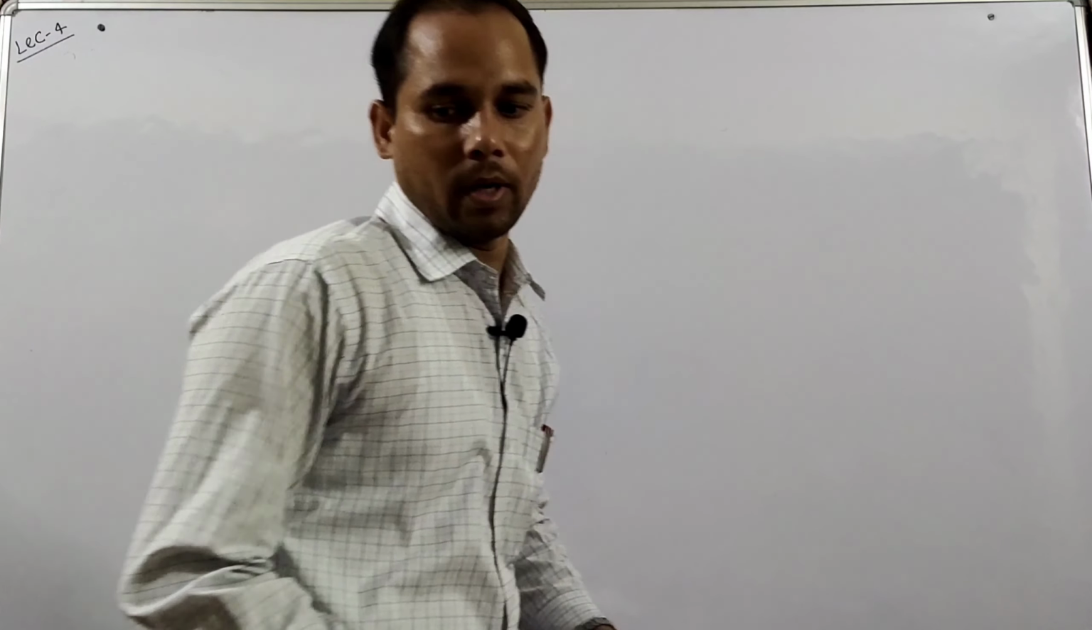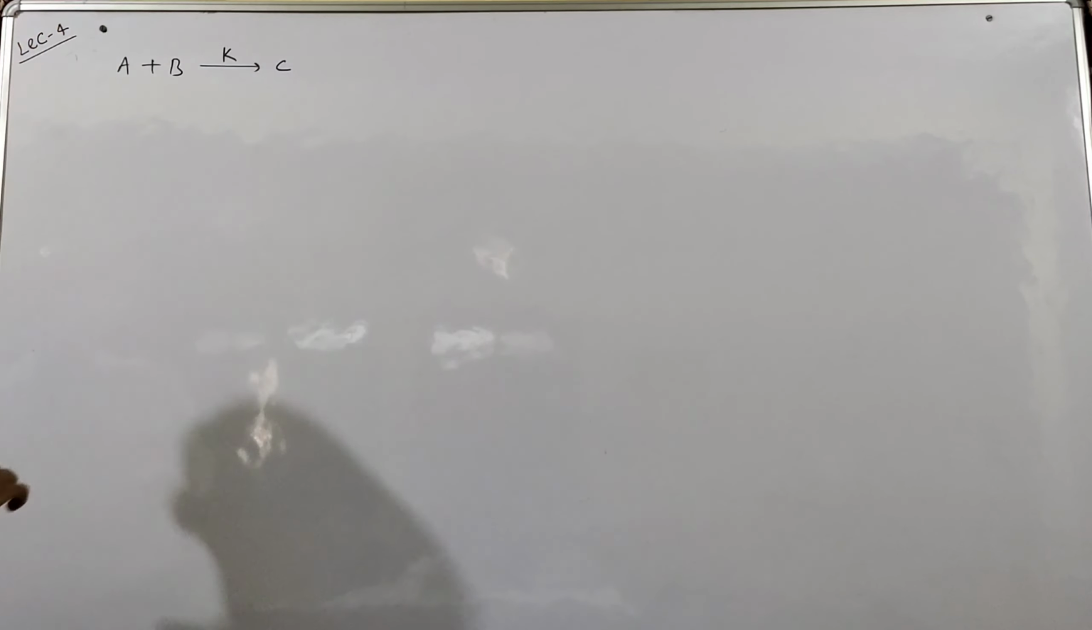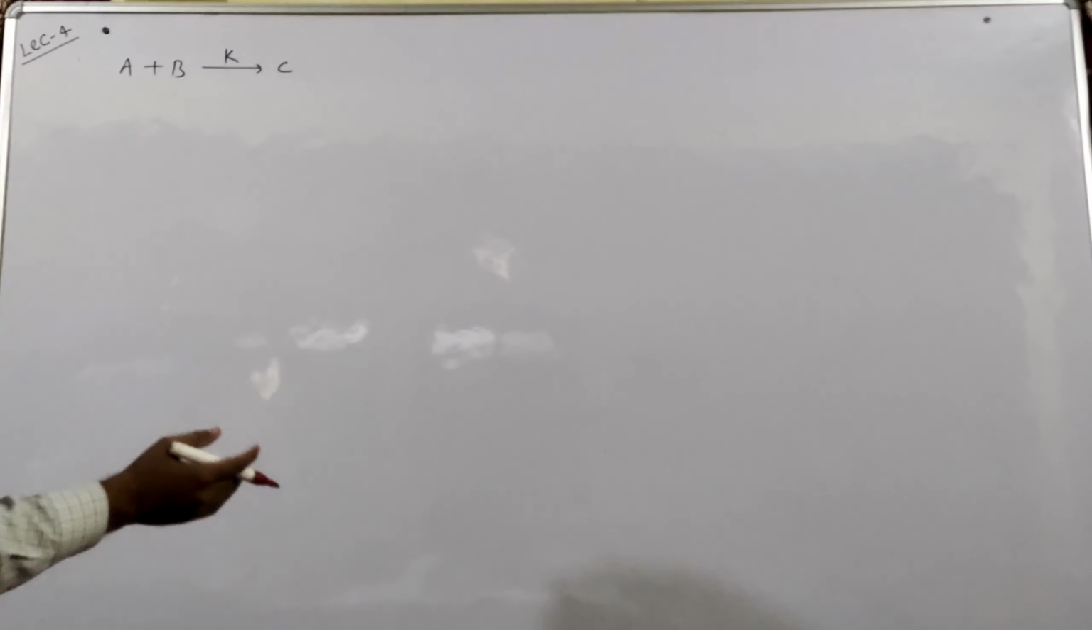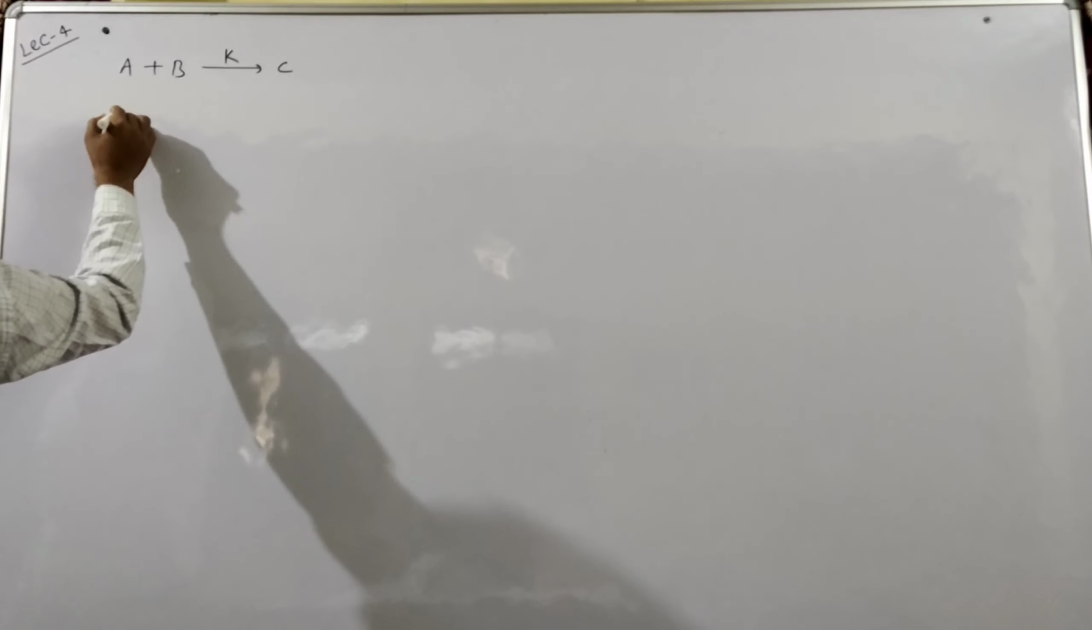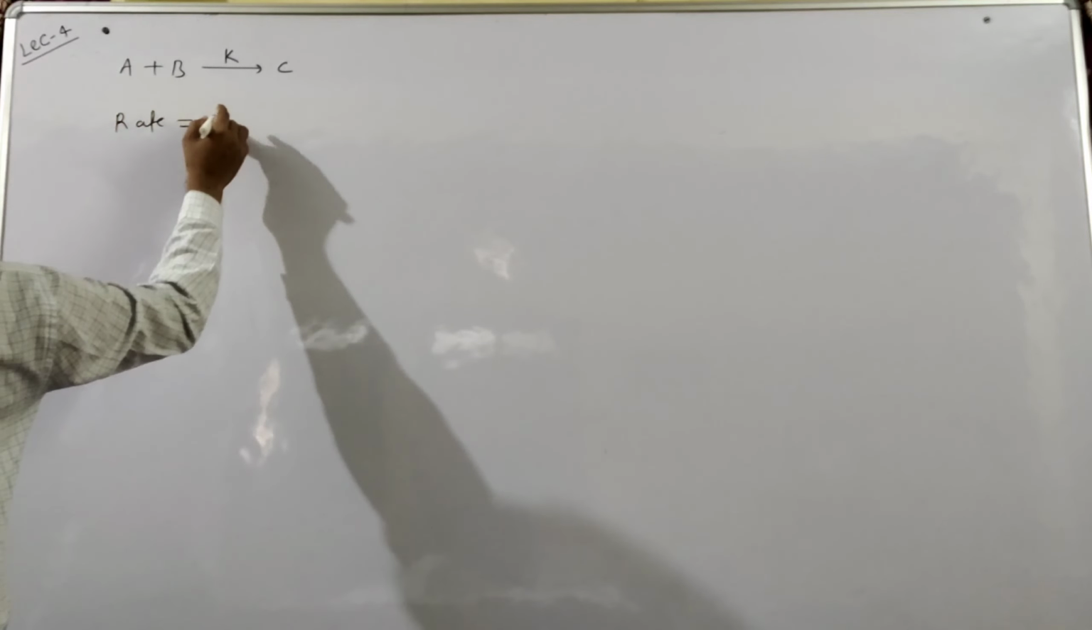Suppose that you are given a reaction that's A plus B gives out C, and the rate constant is K. How can you write the rate law expression or the rate equation? Rate equal to K and concentration of A to the concentration of B. Okay, you cannot take the powers here.